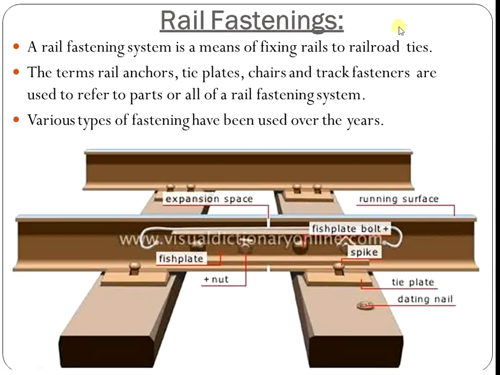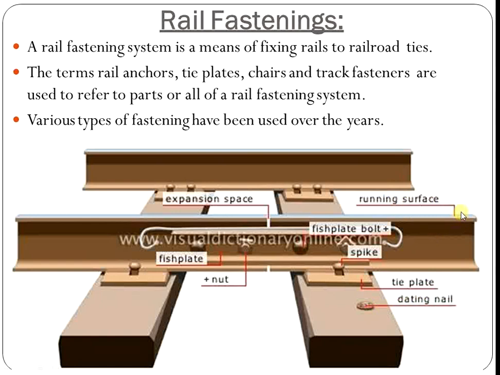Next important point is rail fastening. The rail fastening system means fixing the rails to railroad ties. The terms rail anchor, tie plates, chairs, and track fastener are used to refer to parts or all of the rail fastening system. Various types of fastening have been used over the years. Here we see the component parts of the rail fastening: nut, fish plates, expansion space, next the tie plate, next dog nail, and the running surface.